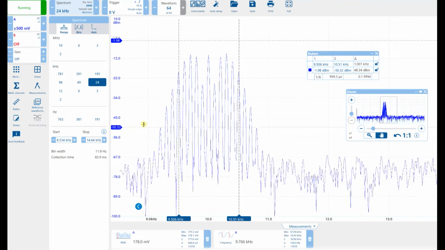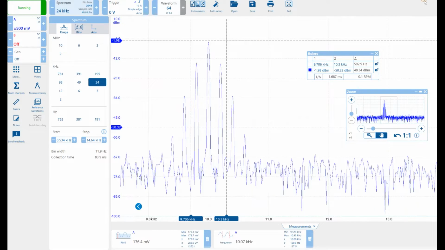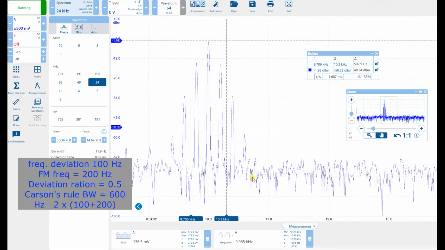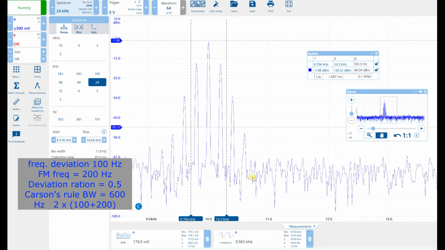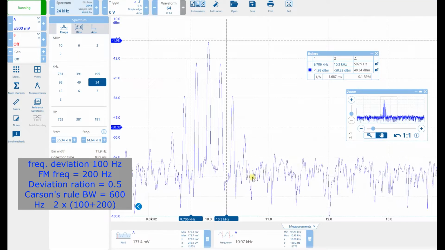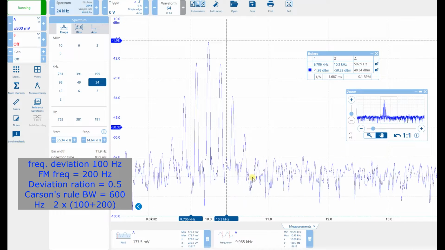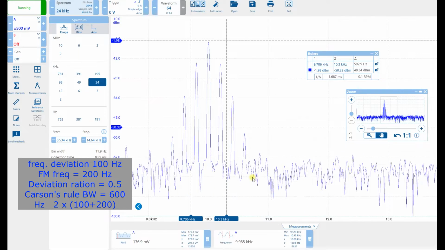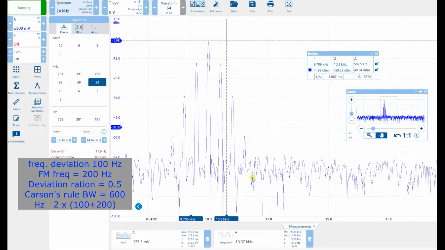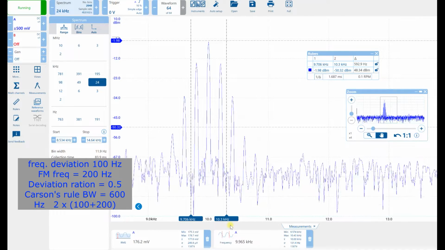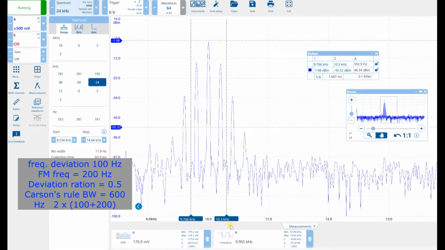Now let's go to step number 5. All right, this is step number 5. Things have changed. Now the FM frequency is 200 hertz. So now you can see that the separation between each of those sidebands is no longer 100 hertz, it's 200 hertz. Okay, and I'll show you that after I discuss other things.